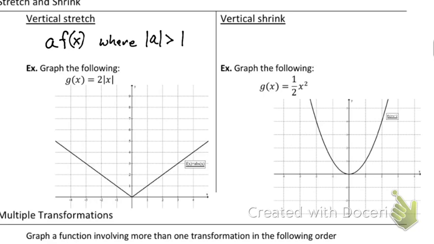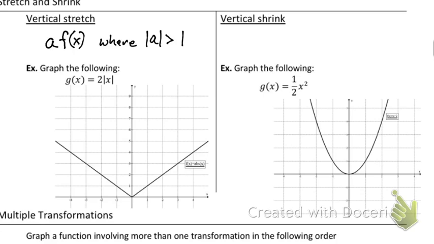So when this a value is bigger than 1, so think 2, 3, 4, 5, 6, 7, or negative 2, 3, 4, 5, 6, 7. They can be negative. As long as the absolute value is bigger than 1, it is going to be a stretch. When a is negative, it's just going to flip across your x-axis and then stretch.